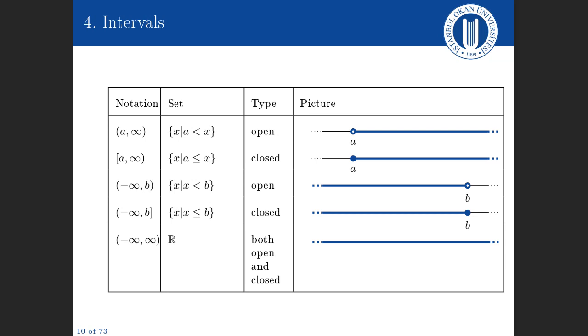Here are 5 different types of infinite interval. First, there's the open interval between a and infinity. And then the second one is the closed interval between a and infinity. Then the open interval between -infinity and b, the closed interval between -infinity and b, and then finally the open interval from -infinity to infinity. That just means the whole real line. That's open and it's closed.